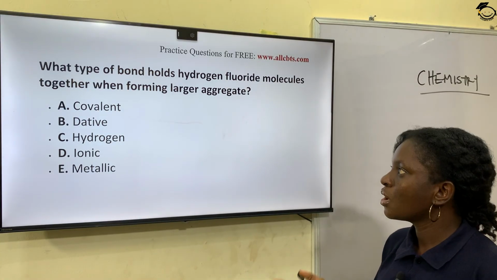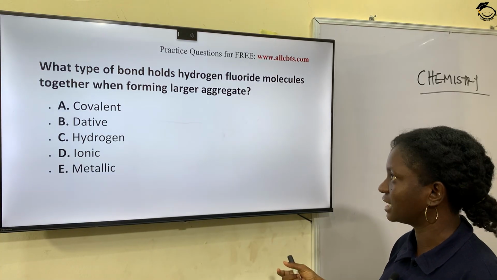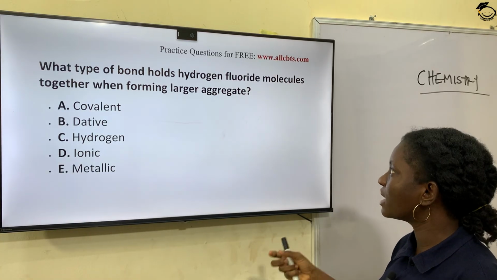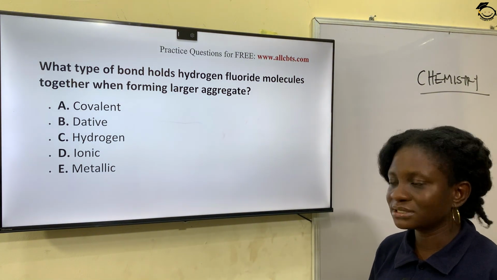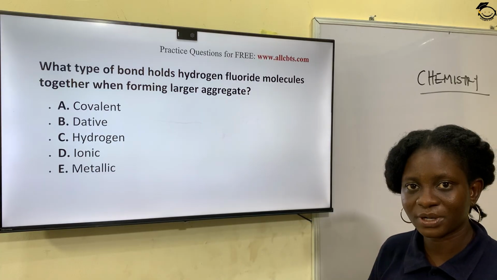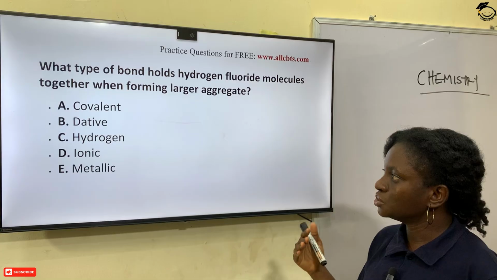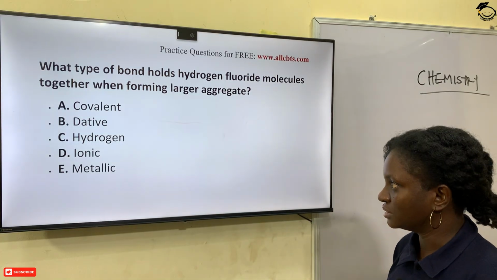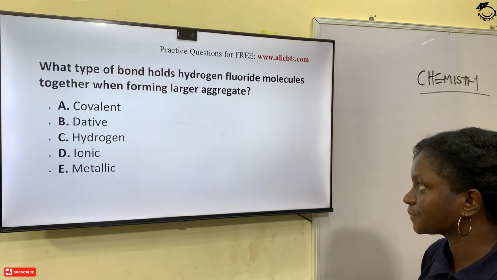Next question. What type of bond holds hydrogen fluoride molecules together when forming larger aggregates? So the type of bond that holds hydrogen fluoride, that's hydrogen and fluorine, together is known as the hydrogen bond. So option C is the correct answer, hydrogen bond.